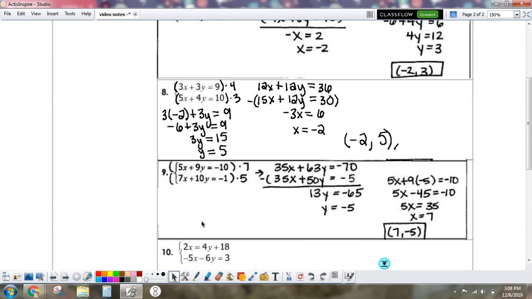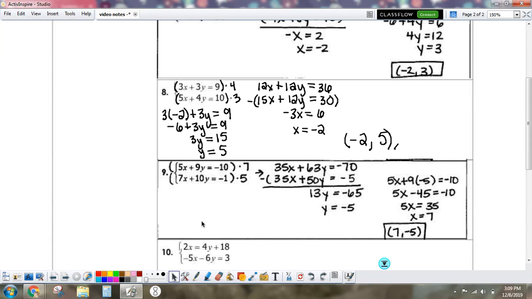For number 9, it's the same process. It doesn't matter if you use the y's or the x's. For this example, we'll use the x's. So if you use the y terms, your work's going to be a little different, but you should still get the same answer. If you use the x's, like the sample does, then your work should match what's here.